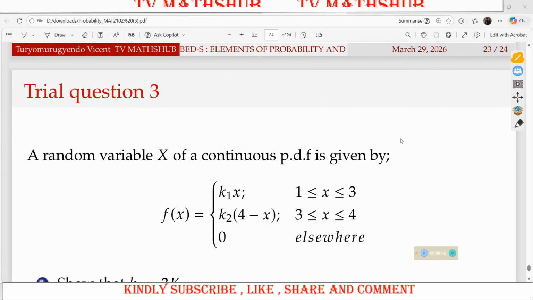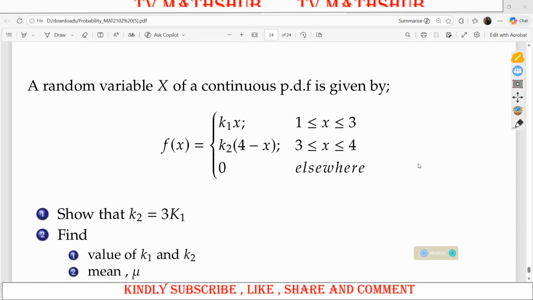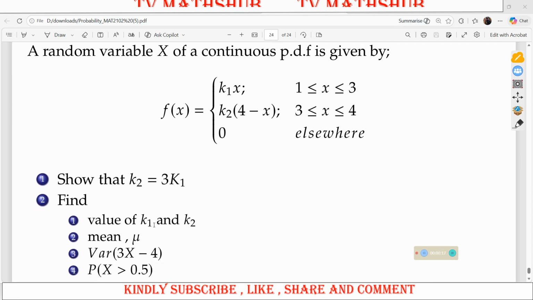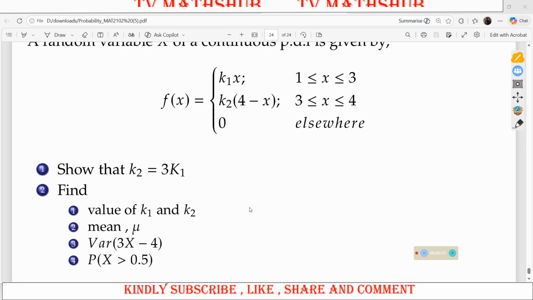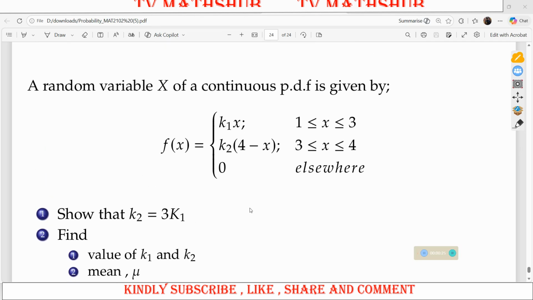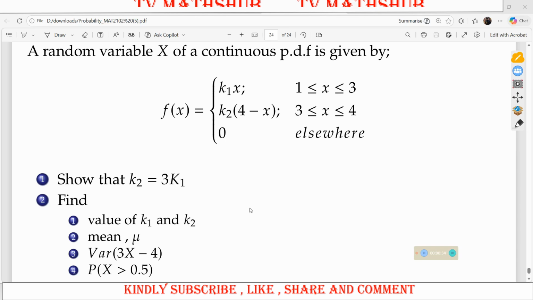That is question 3. It says a random variable x of a continuous PDF is given by that. So you need to show that k2 is equal to 3k1. And next, you need to find the value of k1 and k2, the mean, the variance, and the probability. So that is our last question. And after that, we shall look at what we call the binomial distribution. So make sure that you try these questions. And in case of any challenges, please don't forget to put them in the comment section so I can address them in our next lecture.